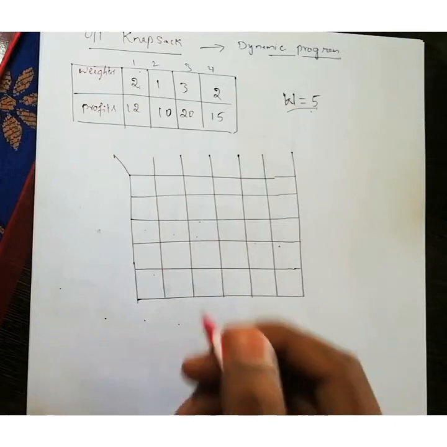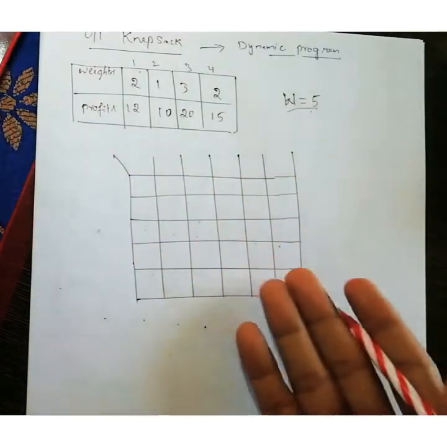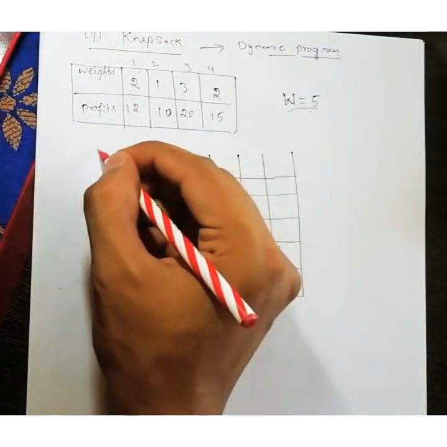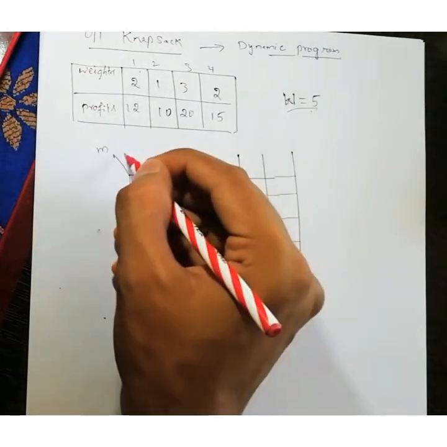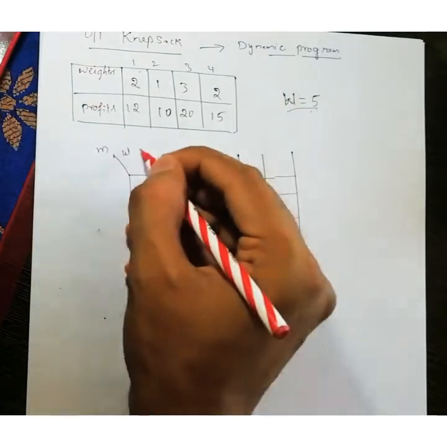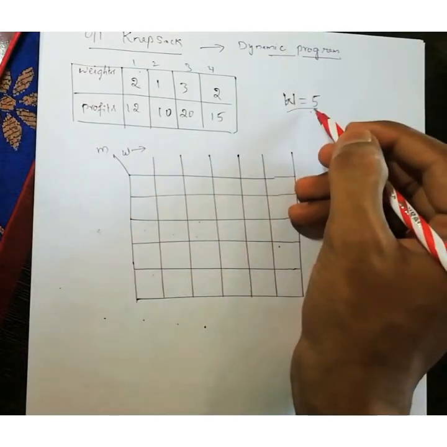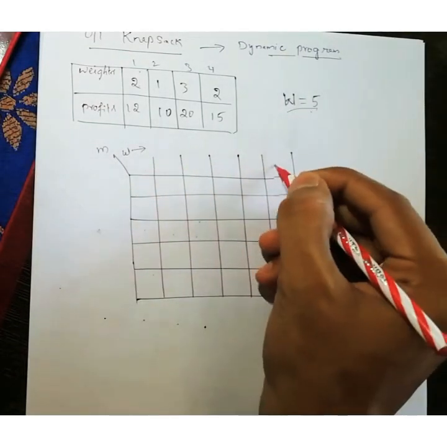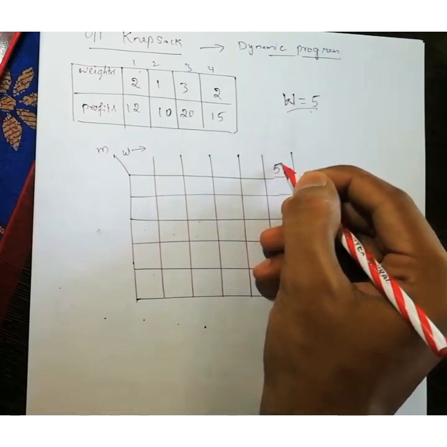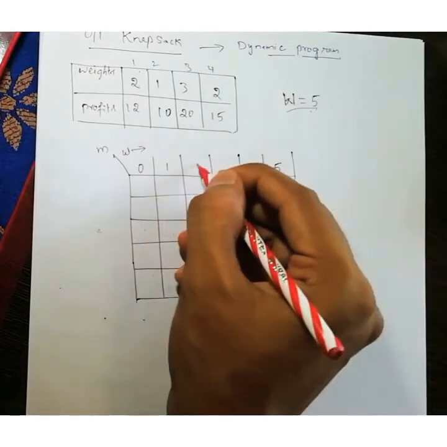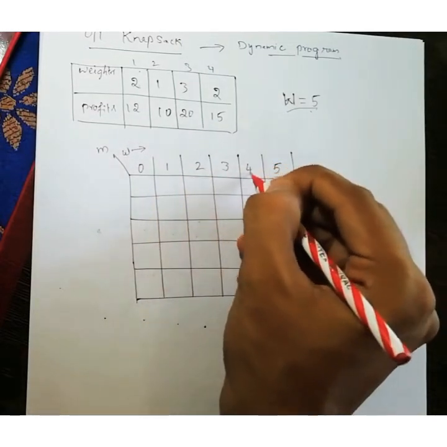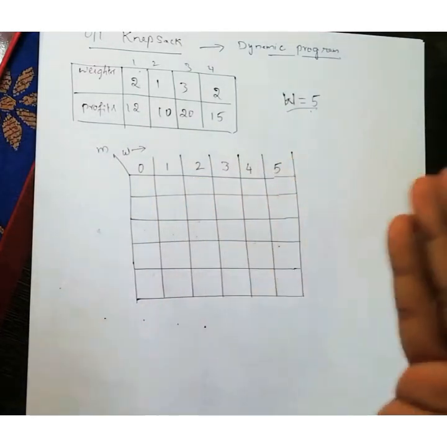Consider this table as a 2-dimensional matrix. I will name this array M, and the columns represent different weights W. What is the total capacity of this bag? 5. I'm taking decisions at each stage, so the bag contains 0 kg, 1 kg, 2 kg, 3 kg, 4 kg, and finally 5 kg.